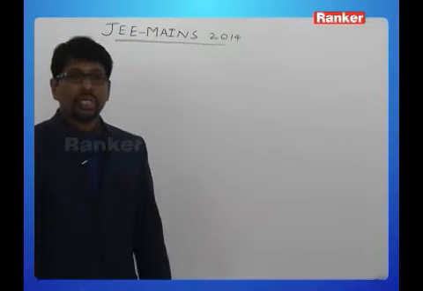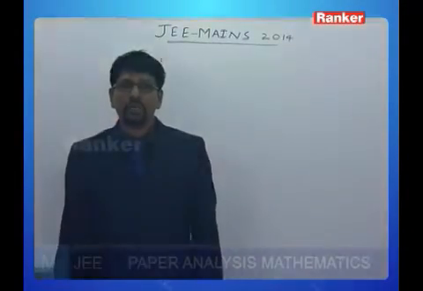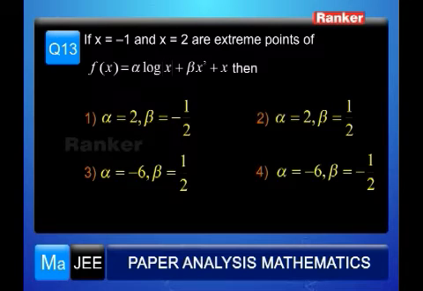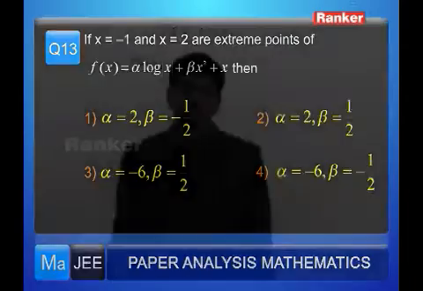Now let's look at question number 13. If x is equal to minus 1 and x equal to 2 are the extreme points of the function f of x is equal to alpha into log mod x plus beta x square plus x, then first option alpha is equal to 2, beta is equal to minus half. Second option alpha is equal to 2, beta is equal to half. The third option alpha is equal to minus 6 and beta is equal to half. And fourth option alpha is equal to minus 6 and beta is equal to minus half.